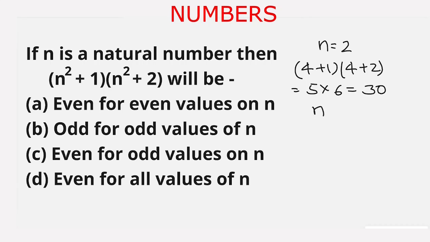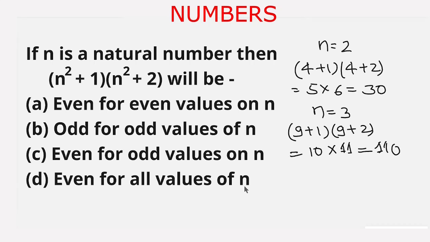Now n equals 3, which is odd. Then n square will be 9 plus 1, and n square plus 2 is 9 plus 2. This will be equal to 10 multiplied by 11, since 9 plus 2 is 11, and this is 110. This is also even. 30 is even and 110 is even. It is even for both cases, whether n is odd or even. So our answer is option D, even for all values of n.